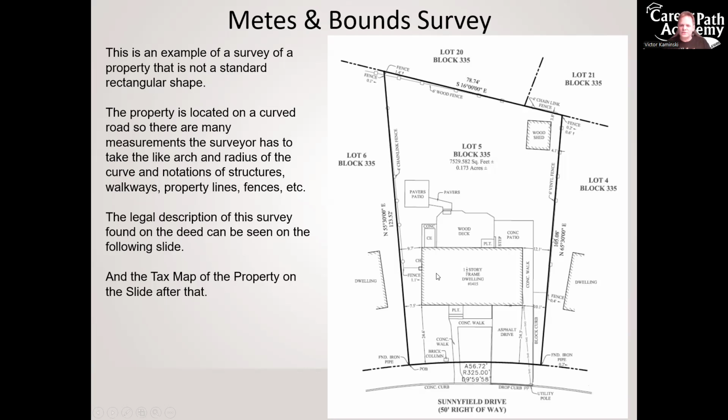They're pointing out the structures that are here: the house, the driveway, sidewalks, patios, shed, and then the neighboring property here. Now over here, they're also noting that there's a wood fence, but that wood fence is intruding. It's going over the property line.